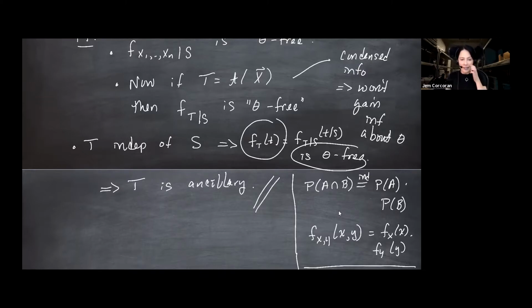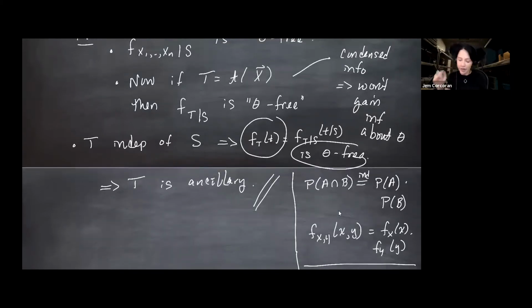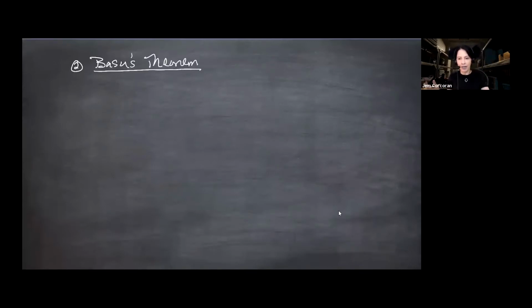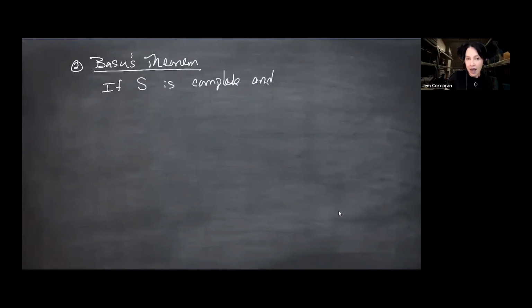All right, so here's one of my favorite theorems of all time. I mean, it's no Lehmann-Scheffé, but number 2 on my list is a very famous theorem known as Basu's theorem. And this is trying to be the reverse statement, but it's not quite true. If S is complete and sufficient and T is ancillary, then S and T must be independent.